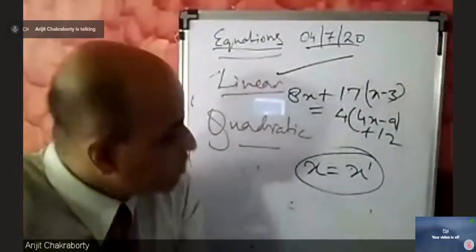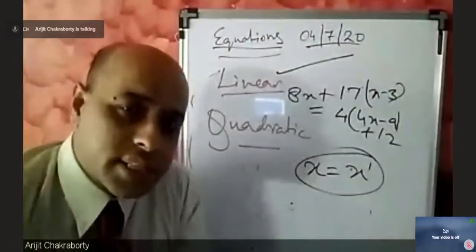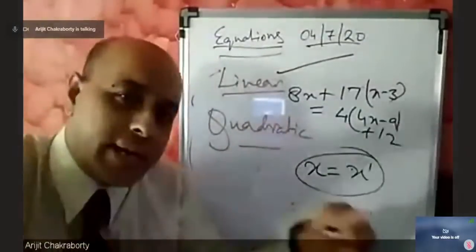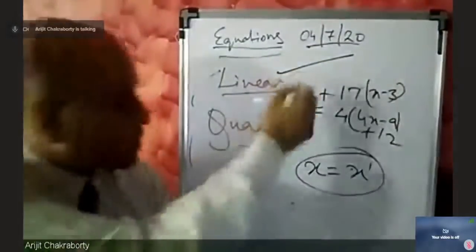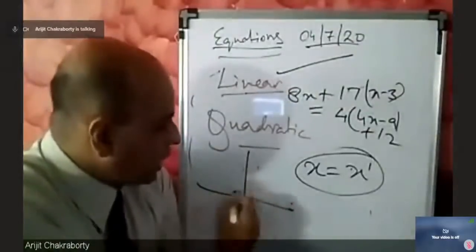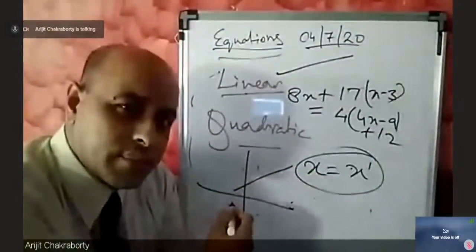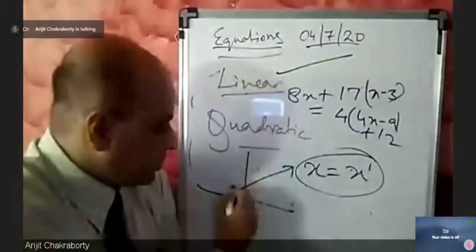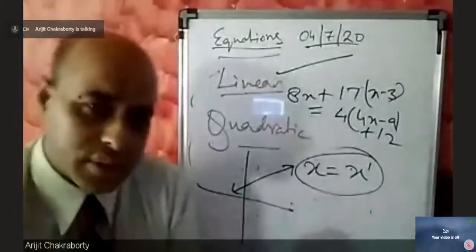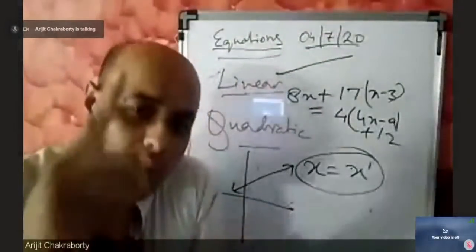So in this particular case, a linear equation will have a straight line. So x and y will be something like this. Maybe the line is like this. Straight line. So this is a linear equation where x has the power 1.